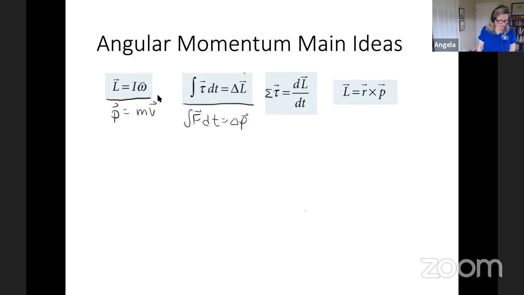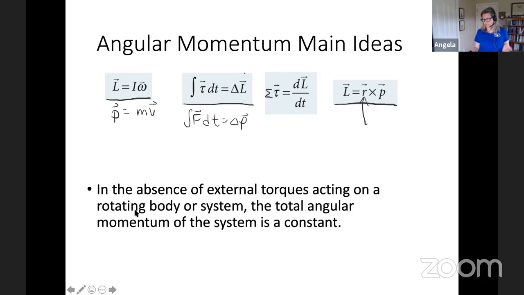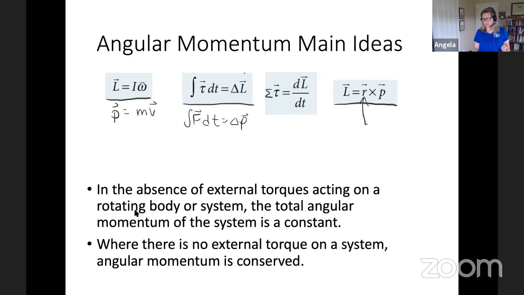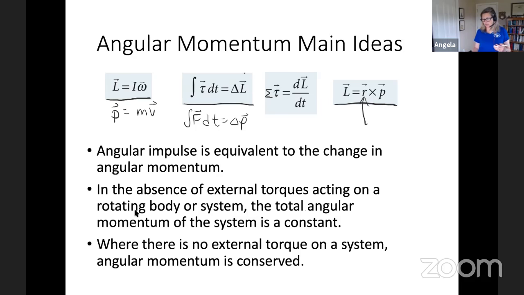Now this one is if you have an object that's moving, not spinning, but moving in a straight line, then you can use the position vector cross the momentum vector. The vector R starts from the origin of your system, and it goes to the position of the particle. We talked about this: if there's no external torque, angular momentum stays constant, and angular impulse is equivalent to the change in angular momentum.